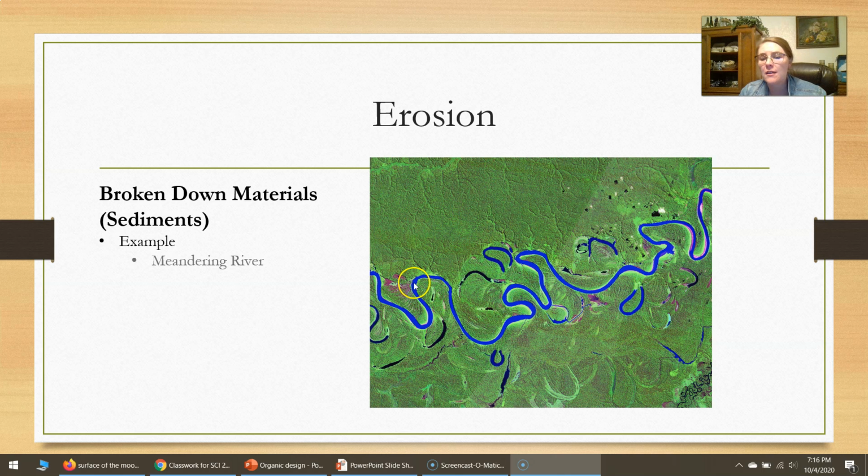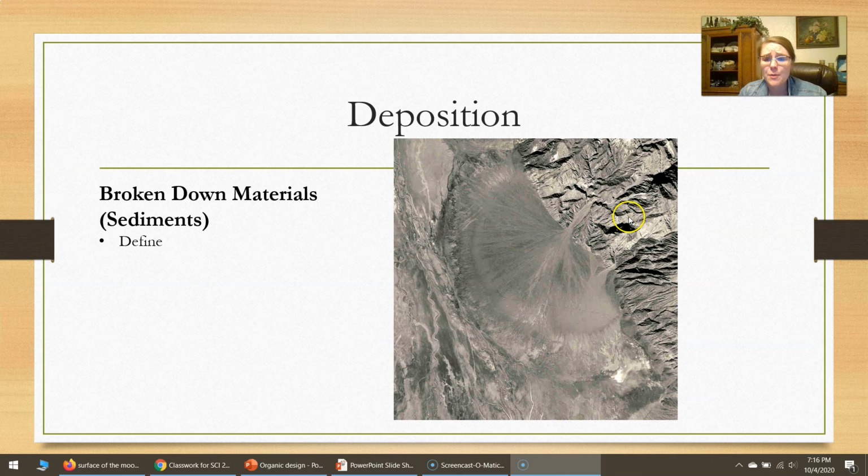We're moving some of the sand, some of the little rock particles, from one part of the river downriver, and when we do that, we are having erosion. The last part of this process, so you have to break it down with weathering, then you move it with erosion, and then you leave it somewhere, and that's called deposition. And so this is an example of deposition.